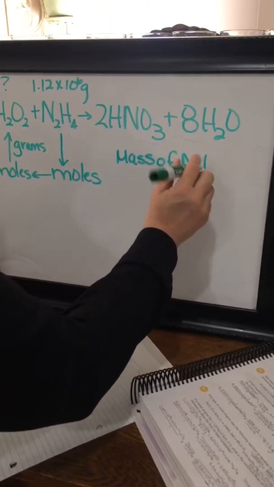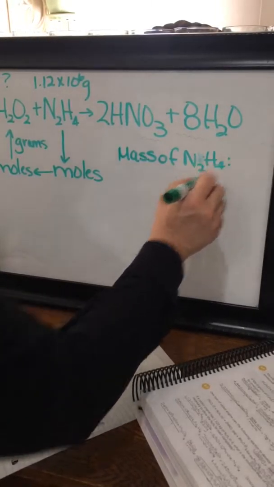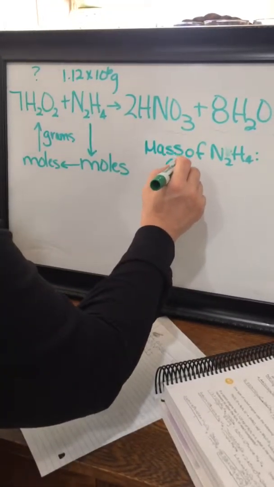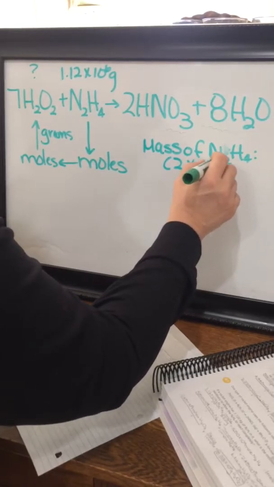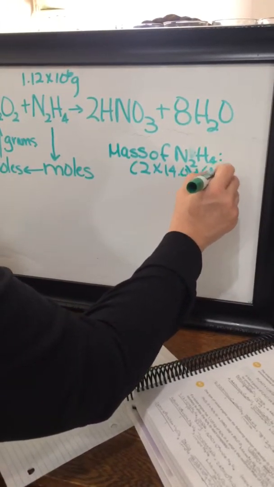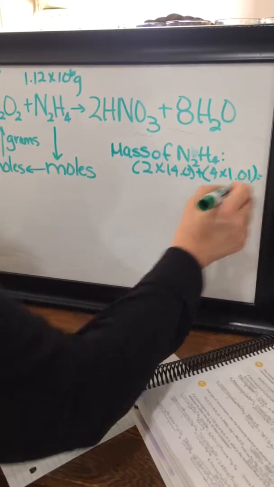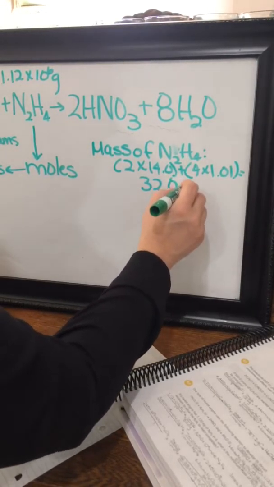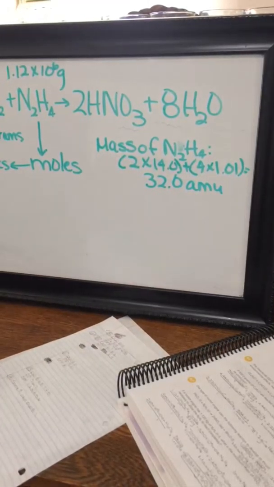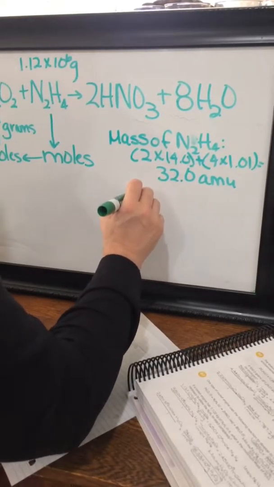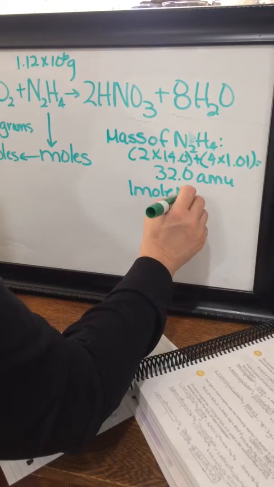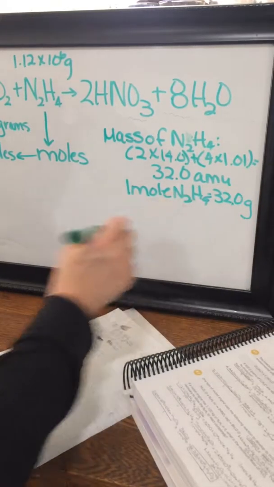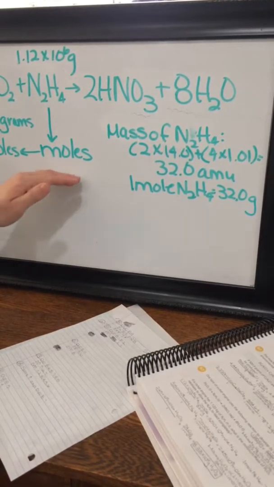N2H4. Using your periodic table, you can figure out that we have 2 times the mass of nitrogen, which is 14.0, plus 4 times the mass of hydrogen, which is 1.01, and you're going to end up with 32.0 amu. And remember, what that tells us is that 1 mole of N2H4 equals 32.0 grams of N2H4. So now we have our conversion factor.